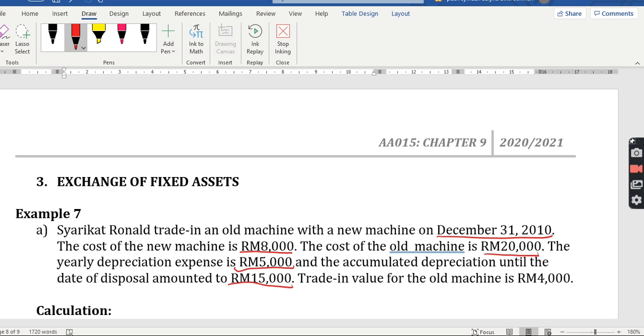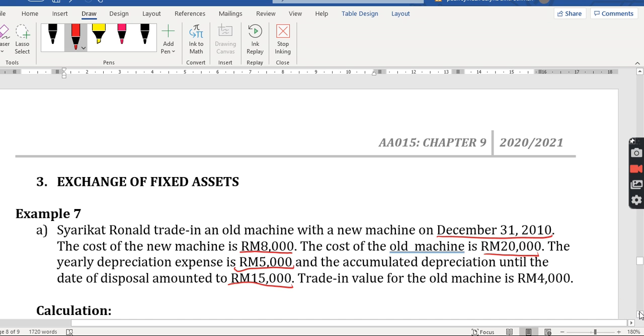So tak perlu kira how many years, sebab in this question we are not given the date of the purchase for the old machine. So awak tak tahu berapa tahun mesin tu telah digunakan, mesin lama. So I cannot calculate the accumulated depreciation. That's why the amount is already given. So trade-in value ialah 4,000. So I nak jual mesin lama, I nak beli mesin baru, and toke kedai tu nak ambil mesin lama saya pada harga 4,000. So that amount is used to reduce the amount that I need to pay to the seller.